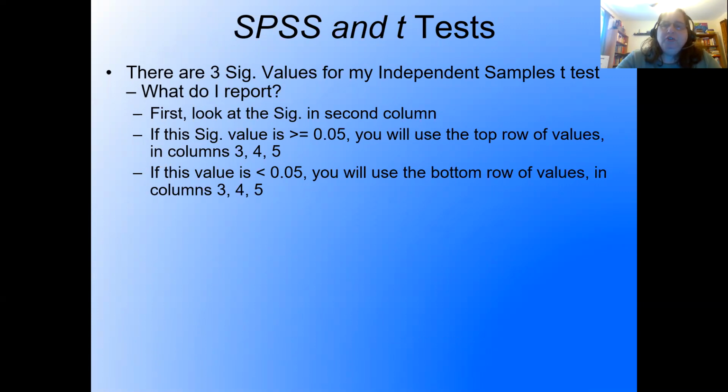If it's greater than or equal to 0.05, you're going to use the top row of values in columns 3, 4, and 5. If this value is less than 0.05, you use the bottom row of values in columns 3, 4, 5.